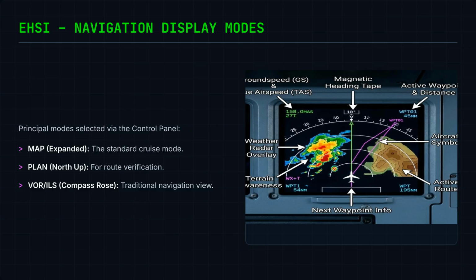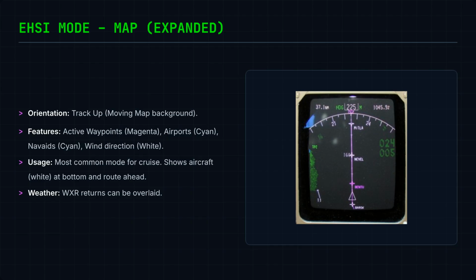The EHSI has principal navigation display modes, including MAP for standard cruise, Plan for route verification, and VOR ILS for traditional navigation views. The expanded map mode is the standard cruise setting, oriented, quote, track up. It shows the route ahead, waypoints in magenta, and allows weather radar data overlay.